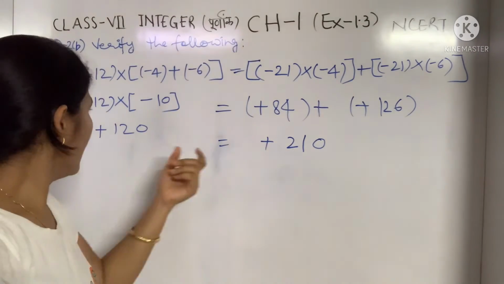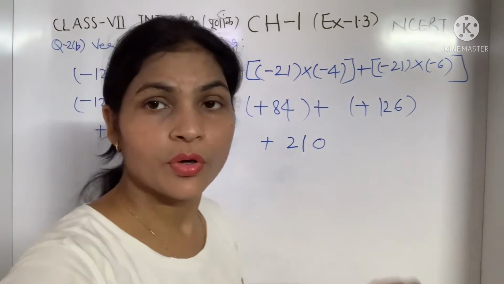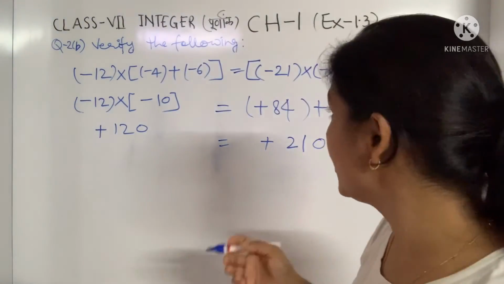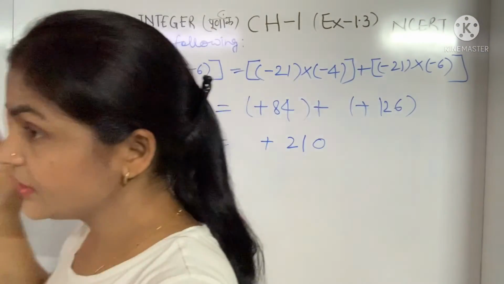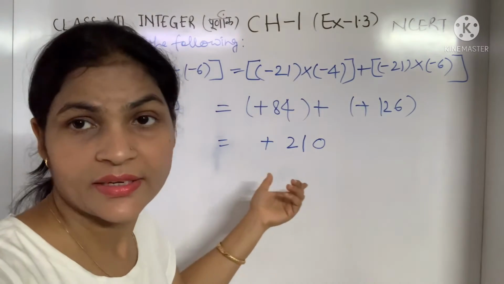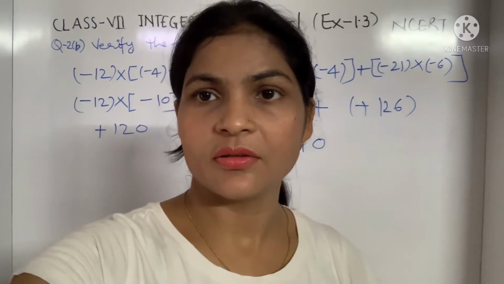Okay, in the left hand side we get plus 120, and in right hand side we get 210. So left hand side is not equals to right hand side, so this problem will not verify, because left hand side is not equal to right hand side. Let's move to the next part.